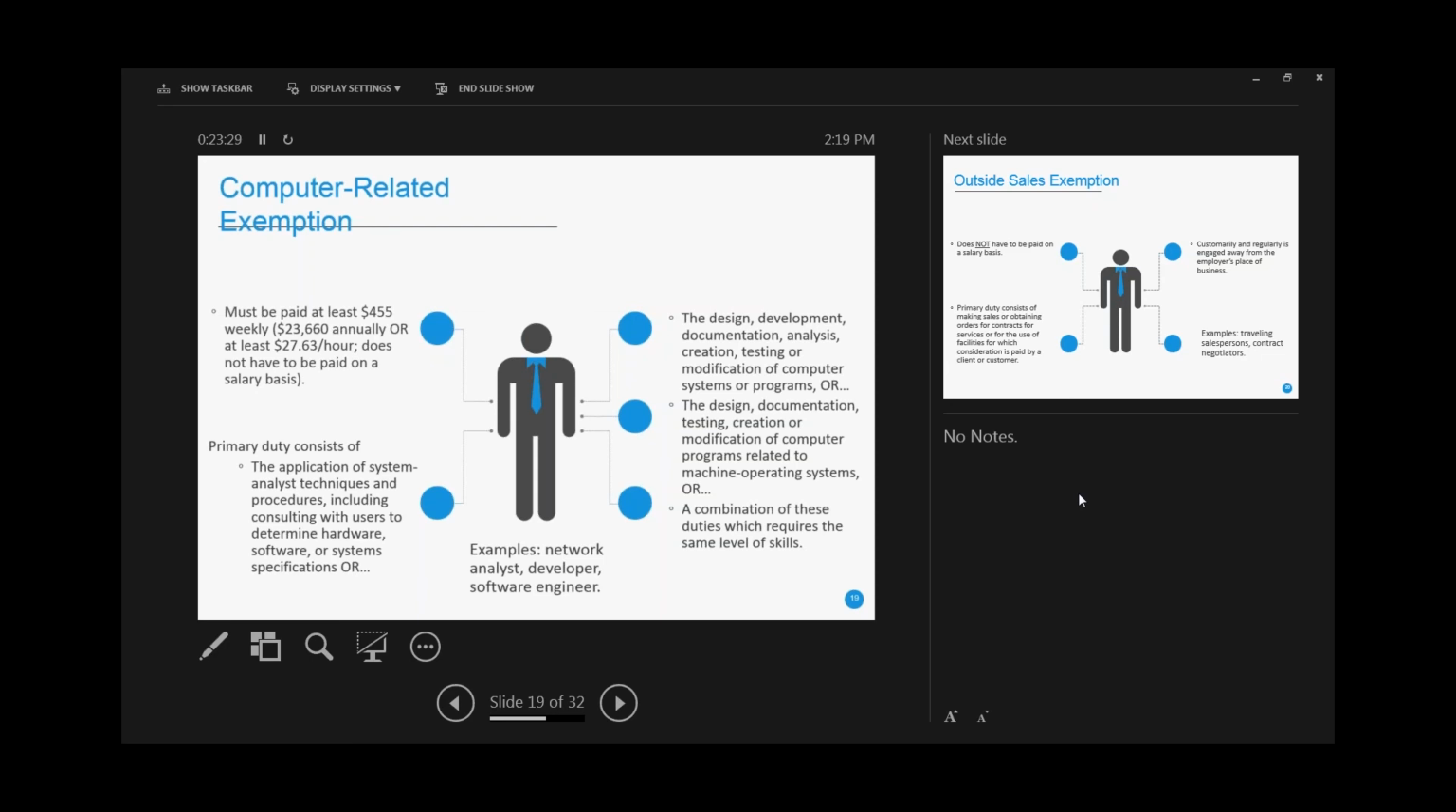And one other thing to mention here, I mentioned earlier about the computer professional being able to be paid on an hourly basis. So the minimum here on a per-hour basis is $27.63 per hour if they are paid by the hour.